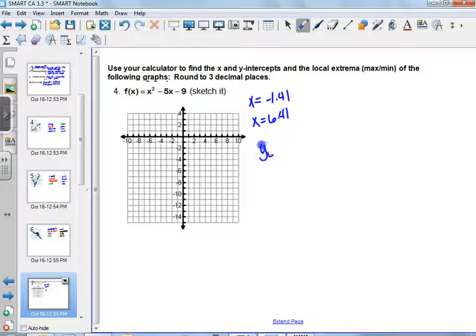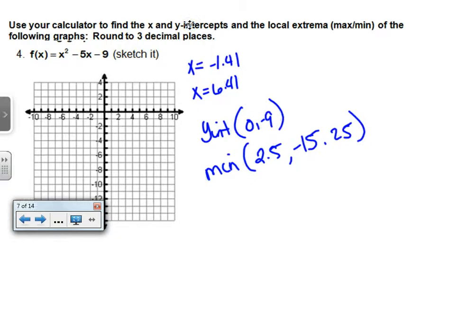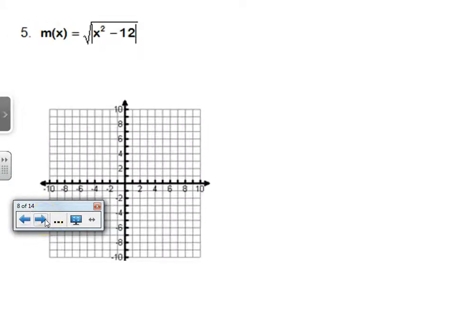So the y-intercept I think was at 0, negative 9 if I remember. And the minimum, oh geez, I already forgot. I think it was 2.5, negative 15.25. And you would plot all these and sketch it and life would be good. Alright, that's enough of that. Oh wait, did we have to do anything else? Nope. Alright, number 5 is interesting.